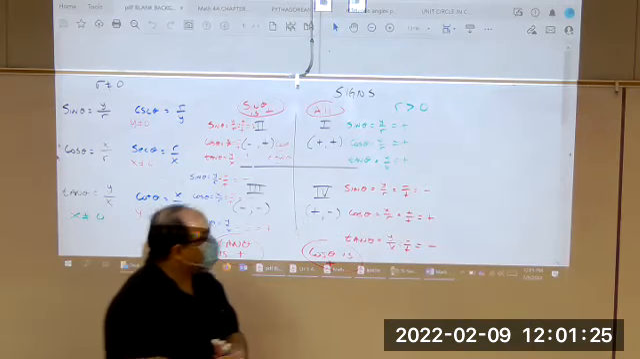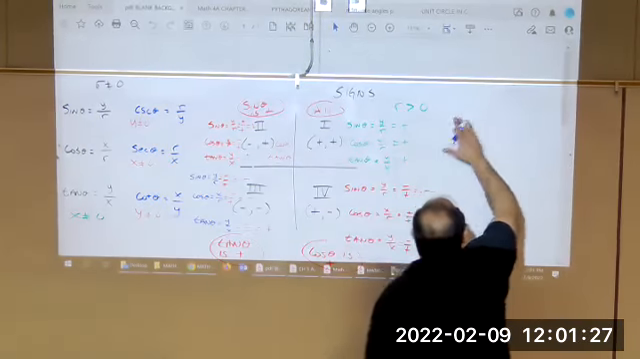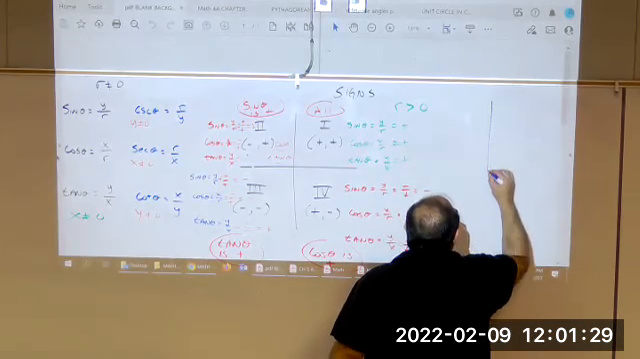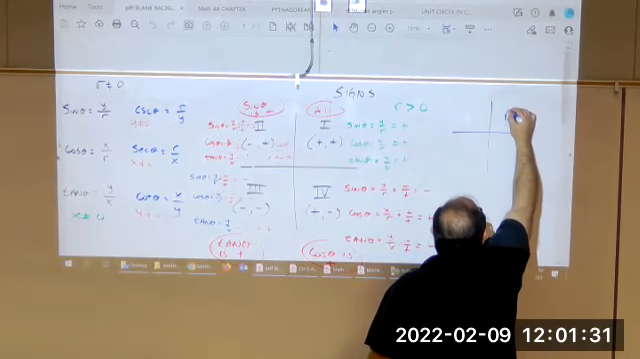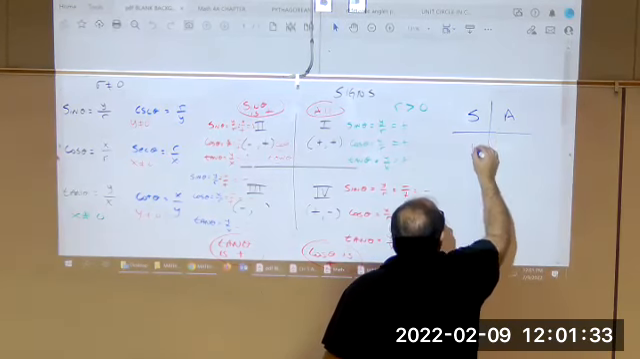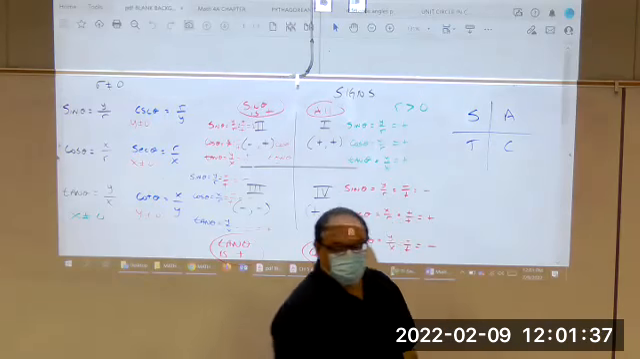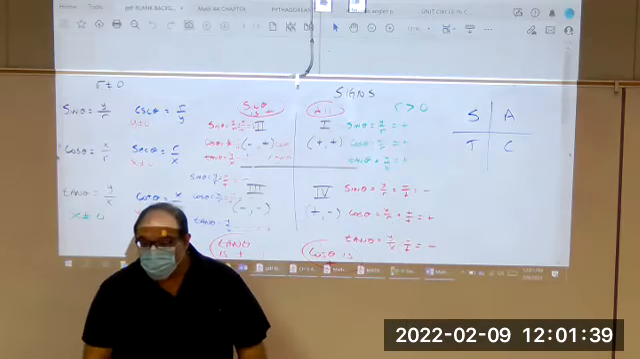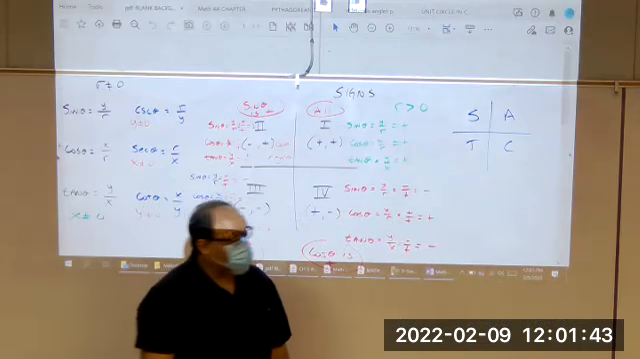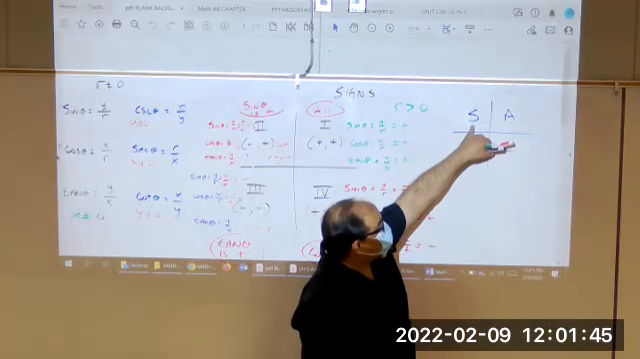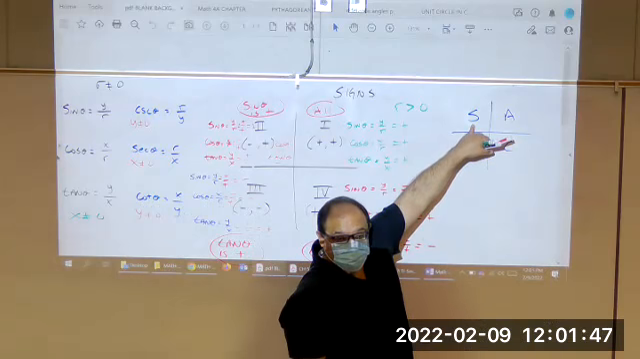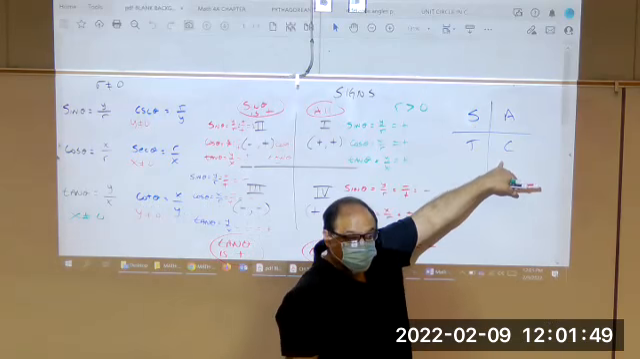And this is one of the things that I remember learning to help me remember. All students take calculus, or take a cooking class, but all of them are positive in quadrant 1. And then as you go around counterclockwise, only sine is positive, only tangent is positive, only cosine is positive.